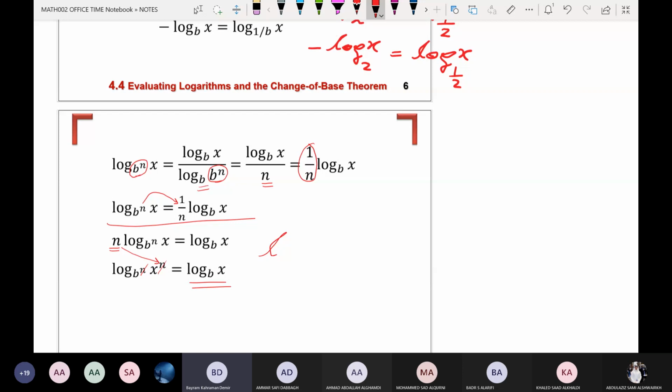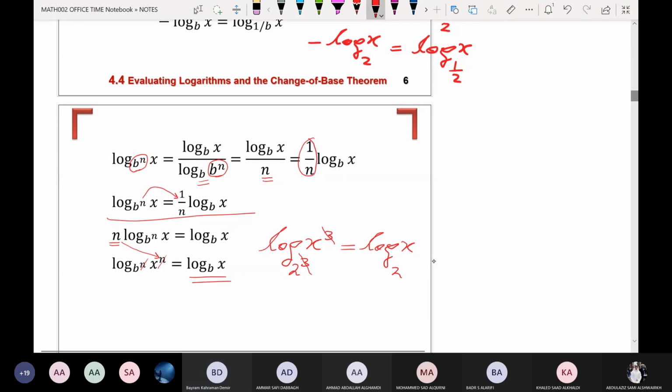So maybe a numerical example, to make sure that you are following. Suppose we have x cube, and suppose we have 2 cube. We are cancelling the 3's in the 2 powers here, so it becomes logarithm of x with base 2. You understand? Yes. Okay.